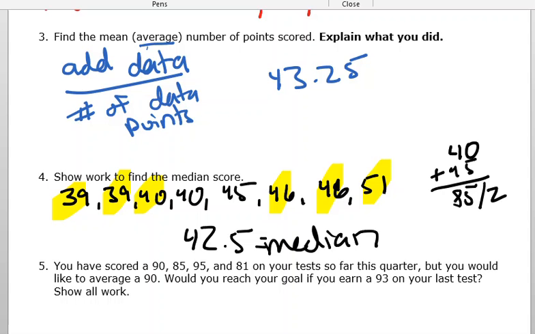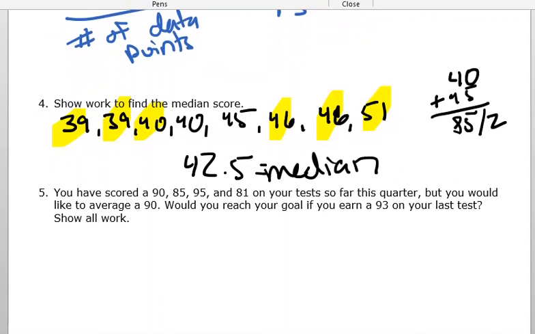Let's take a look here. Number 5. You have scored a 90, 85, 95, and 81 on your test so far this quarter. Pretty good. But you would like an average of 90. I want to make sure my average is 90. Would you reach your goal if you earned a 93 on your last test? Okay. So these are my scores, 90, 85, 95, and 81. All right. But my goal is to have an average of 90, and average in this case is going to be mean. Okay. So if I get a 93 on this last test, will I have an average of 90?